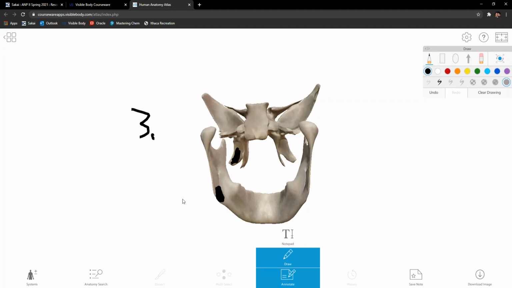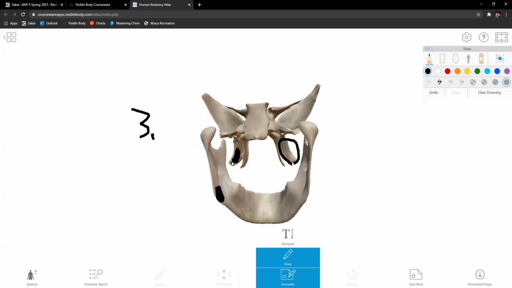All right, so for the origin, this one we are looking at the lateral pterygoid plate. So this whole thing right here is the lateral pterygoid plate, but specifically this muscle is going to originate on the medial surface of the lateral pterygoid plate. So this plate obviously has two sides, a medial side and a lateral side. The origin is on the medial side of the lateral pterygoid plate.